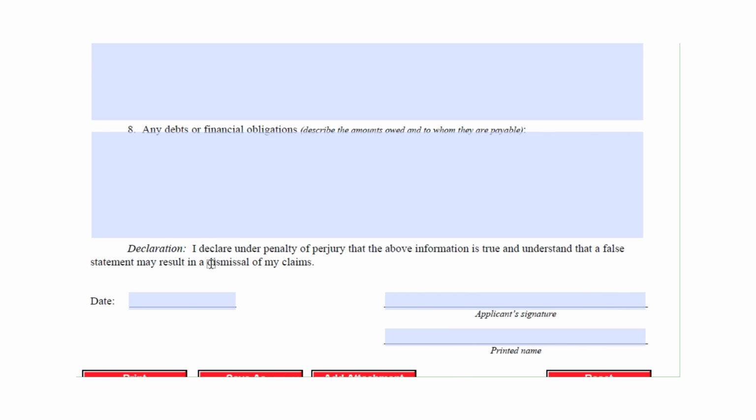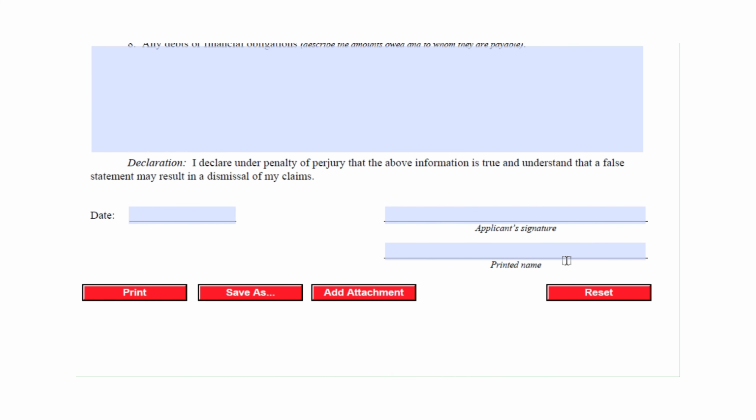And finally, after you have completed everything fully and honestly: I declare under penalty of perjury that the above information is true and understand that a false statement may result in a dismissal of my claims. Date it and sign it. Print your name. Now, you will be able to actually print this or save it, and I will provide you with a link where you can download this form.